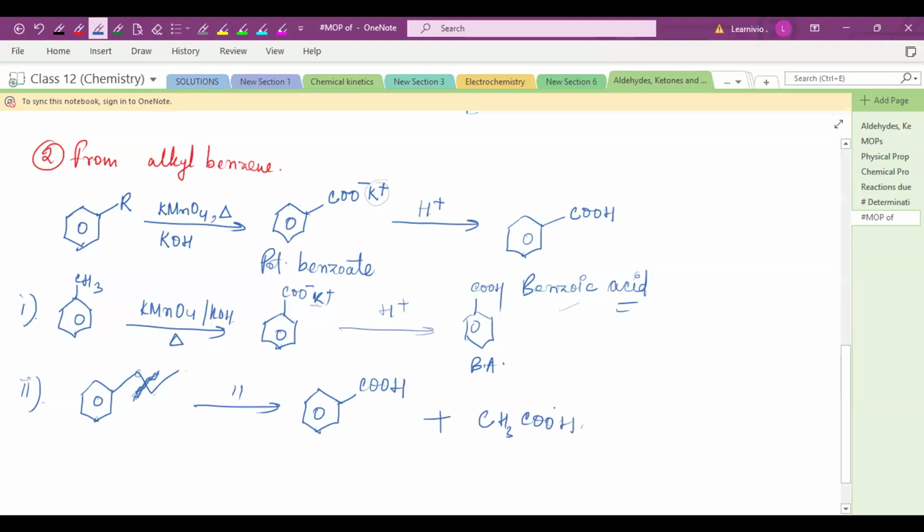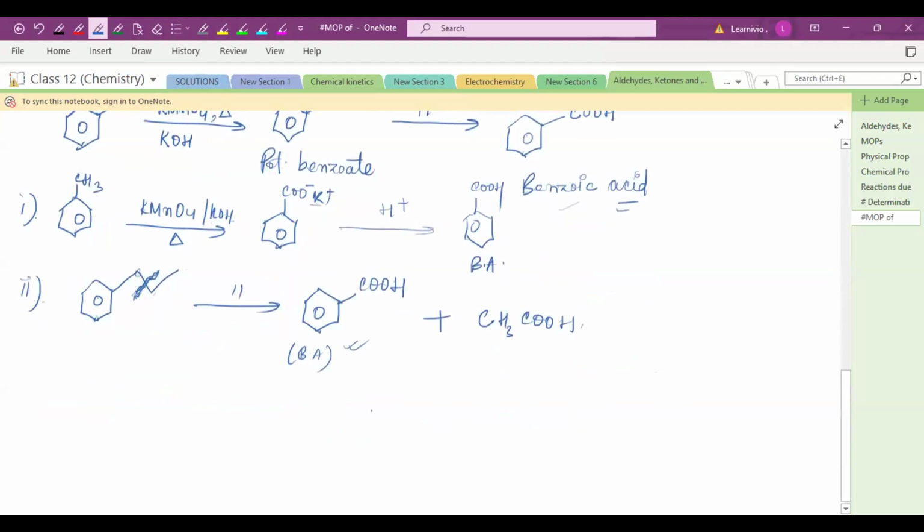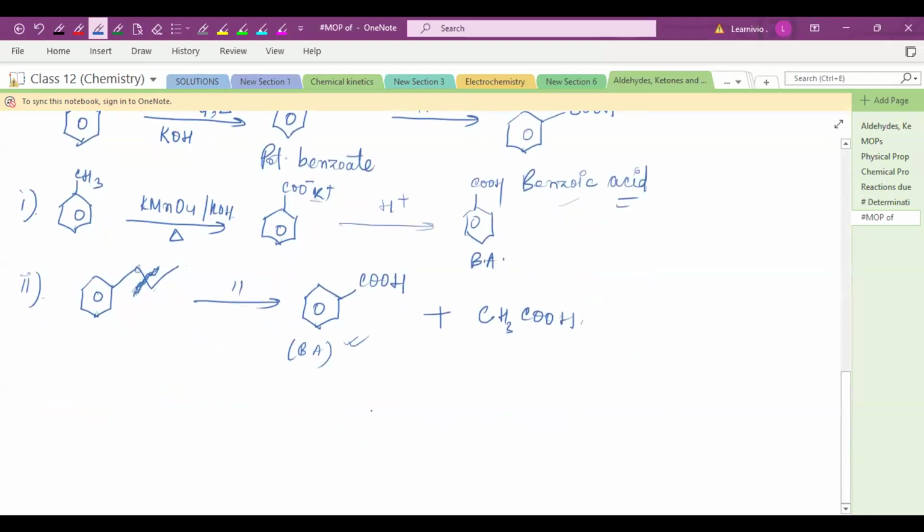Is this clear, Muniba? This one? Yes, ma'am. So here you will get two products. But the major product is always the benzoic acid. If in your exam they ask you to write the major product, you will write benzoic acid. Okay, next one.